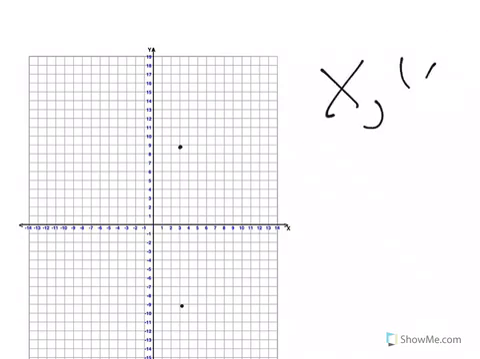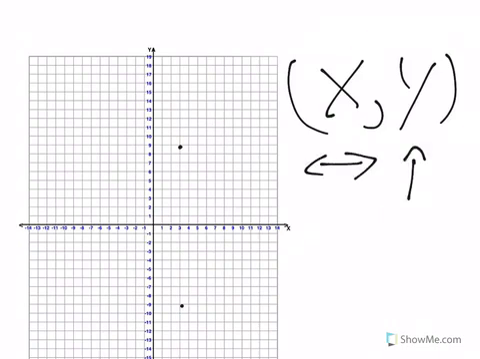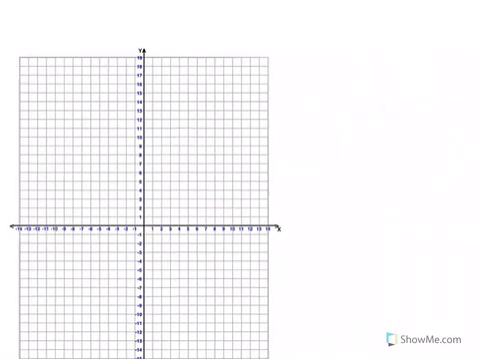So just remember, it goes x, comma, y. X is always either going to the right or the left. Y is always either going up or down, depending on whether the number is negative or positive.